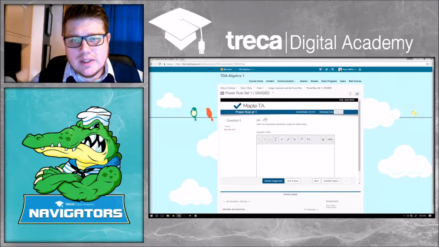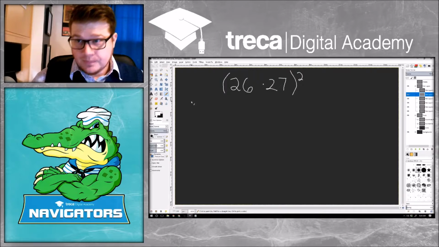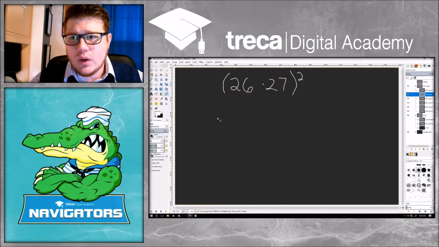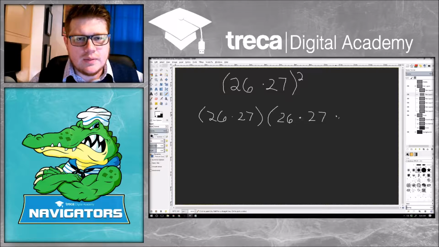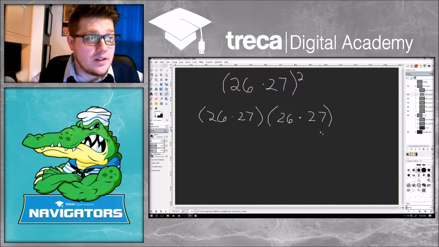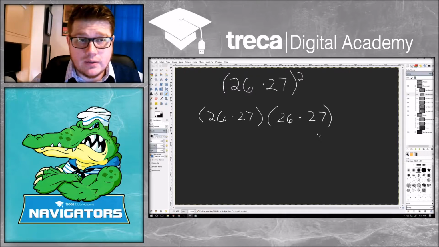Problem is 2^6 times 2^7 quantity squared. Okay? So this is our problem. And when we square a quantity, what that means is we're going to multiply that quantity by itself. So 2^6 times 2^7 times 2^6 times 2^7. Now here's the thing. Multiplication is commutative. What that means is you can do it in any order. It will not change the end value.